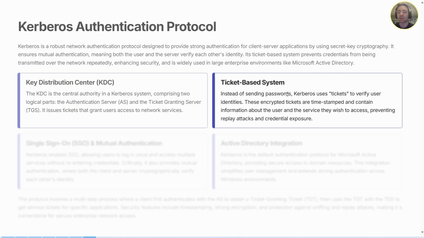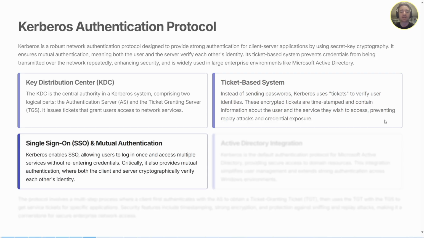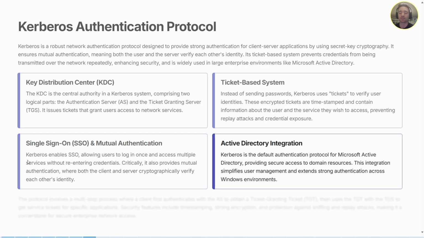Ticket-based system. Instead of using passwords, Kerberos uses tickets to verify user identities. These encrypted tickets are time-stamped and contain information about the user and the service they wish to access. Again, if you see anything about tickets, you know we're talking about Kerberos. Single sign-on and mutual authentication. It enables single sign-on, allowing users to log in once and access multiple services without re-entering credentials, and it provides mutual authentication where both the client and server cryptographically verify each other's identity. So you're both verifying to one another.